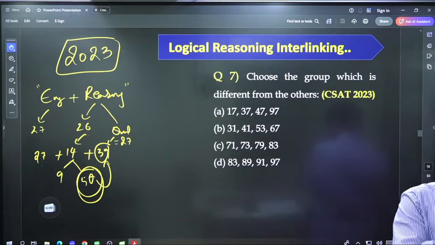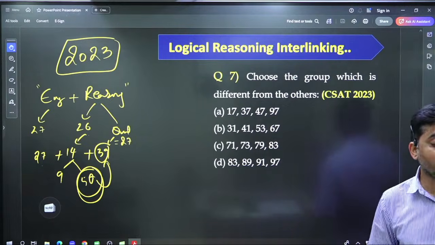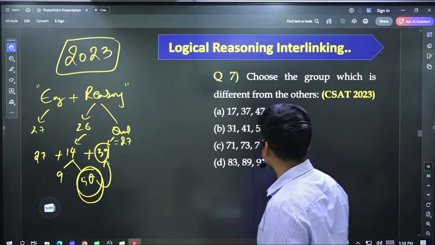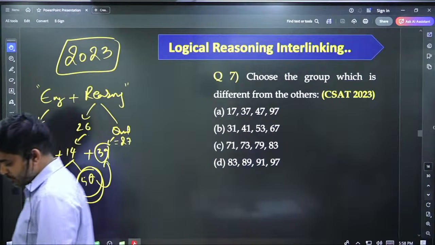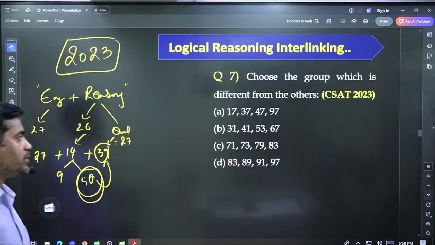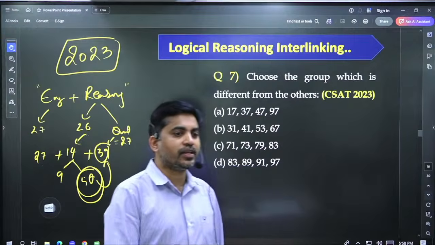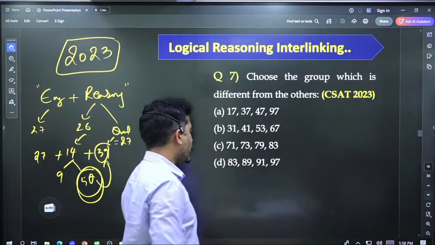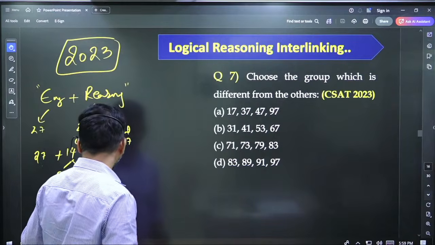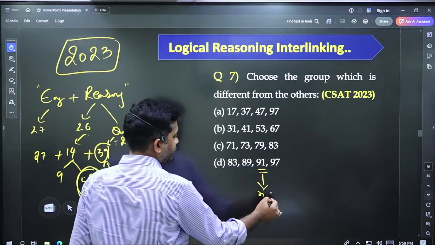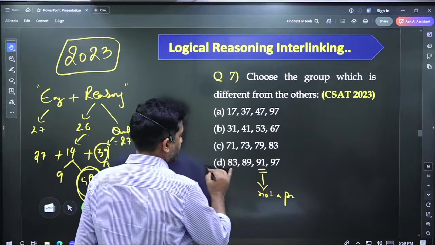Any answers? D? Very good. See, when you practice basic number systems, you can easily guess all are prime numbers except 91. 91 is not a prime. That's all. This is the answer.